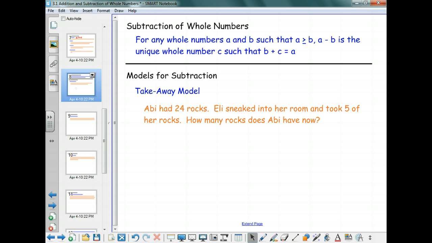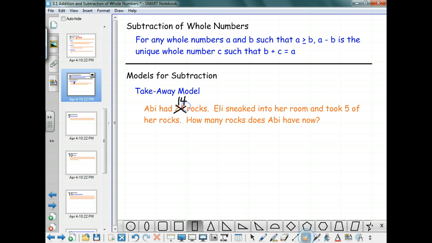Model subtraction, takeaway model. Abby had 24 rocks. Eli sneaked into her room and took 5 of the rocks. How many rocks does Abby have now? All right, so what we're going to do is we're going to do a picture of our rocks, and I probably should have stuck with a smaller number. How about I switch it? Can I change my 24 to 14 so I don't have to draw so many? You guys okay with that? Okay, let's make it 14 rocks.